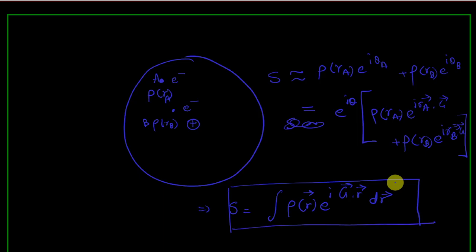So we converted this summation to an integral because rho is now present everywhere in the space. I am writing it by f, not s. This is called the form factor.